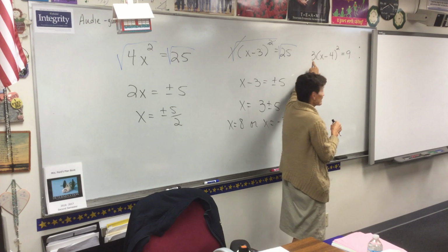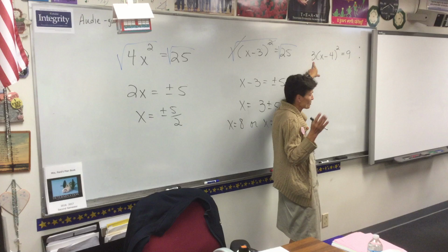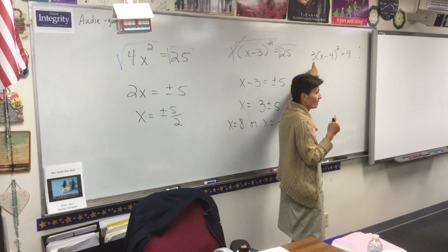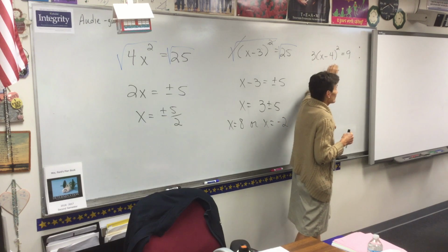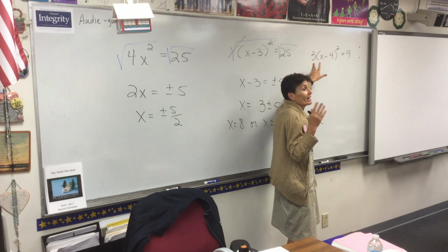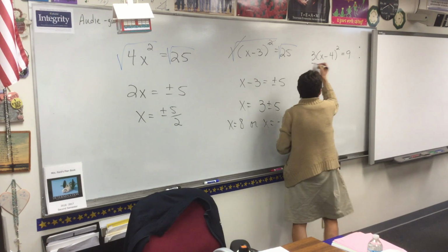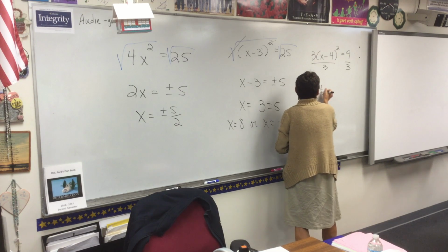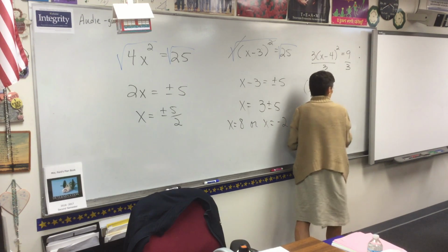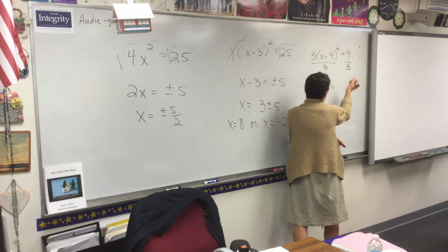The problem is this guy. You were guessing, what do I do with him? Do I distribute him? What do I do? You know he's a problem. I can't distribute him because this is squared. So what do you suggest? What else could we do with him? Divide. We could divide both sides by 3. So now I have only x minus 4 squared, which is good. I like having just that, equal to 3.